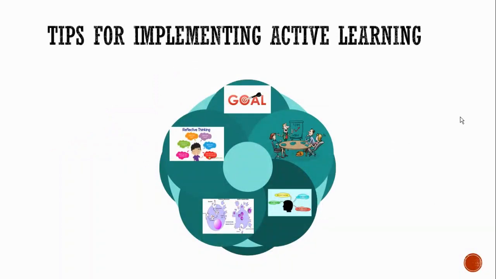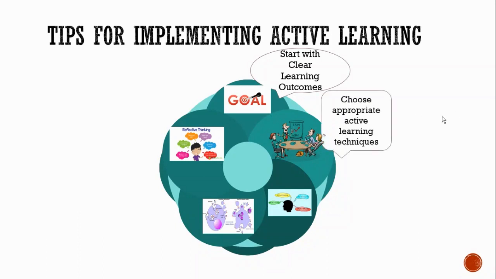And the last bit is I always give tips for each unit that we discuss. And today I want to give you a tip for implementing active learning in your class. So one is always start with clear learning outcomes. It's very, very important. Always start with clear learning outcomes. And we should be able to refer to this every time you are in your session.